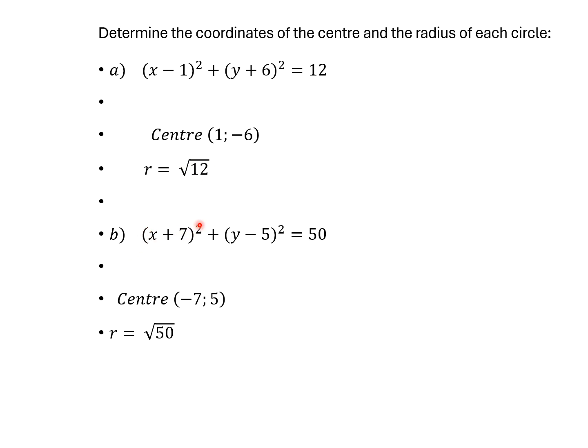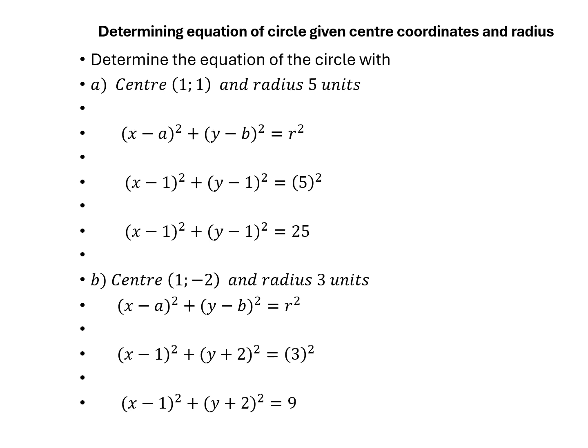(x plus 7) squared plus (y minus 5) squared equals 15. My center equals negative 7 and positive 5. So plus 7 becomes negative 7, minus 5 becomes 5, and the radius will be the square root of 15, so r equals square root 15. We look at the next problem.